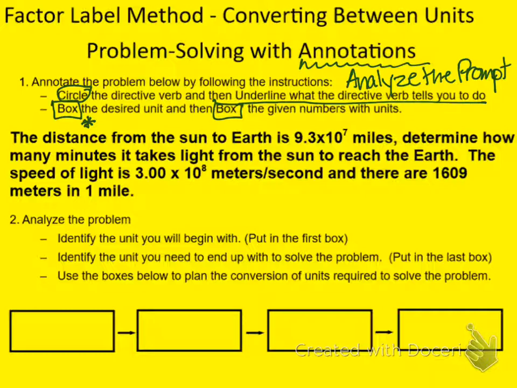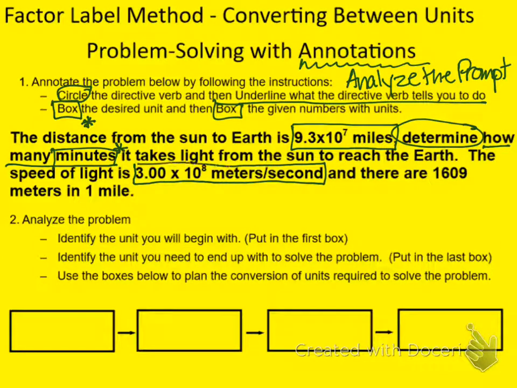So let's take a read through this problem in bold. The distance from the sun to Earth is 9.3 times 10 to the 7th miles. That's a piece of data. We're going to box it. Okay. Determine, that's one of our directive verbs. Determine what? How many minutes it takes. So minutes is what we're solving for. Light from the sun to reach the Earth. The speed of light is 3 times 10 to the 8th meters per second. And there are 1609 meters in 1 mile. That is one set of data altogether.